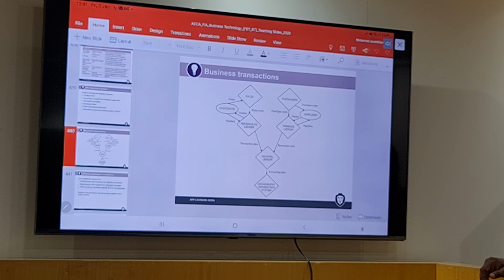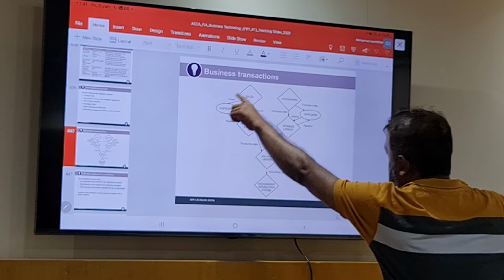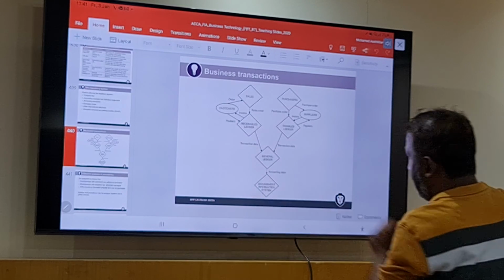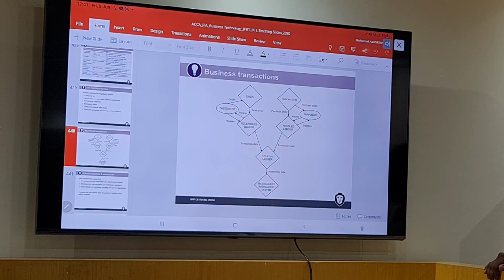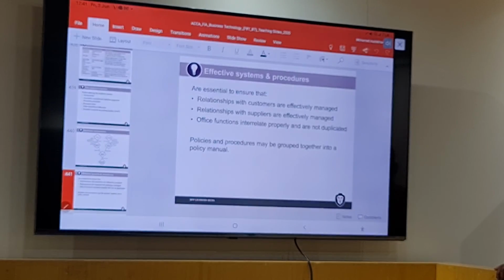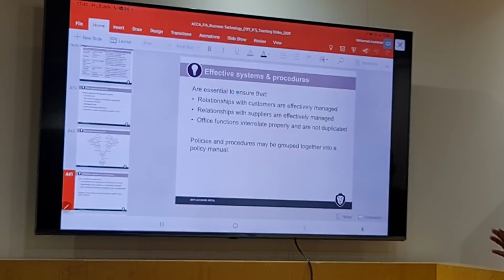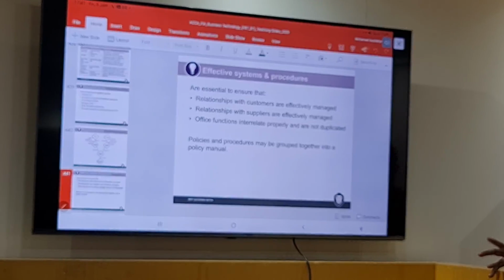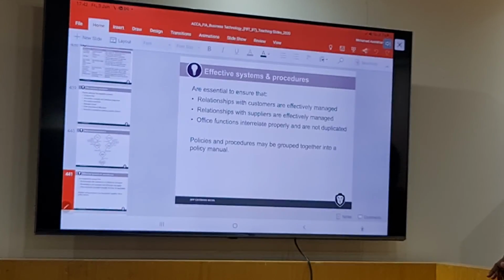These are called flow charts for different functions of the business. See, this is the sales function, this is the purchasing function, and that is connected to the general ledger, and finally goes to information. Effective systems and procedures are essential to ensure that relationships with customers are effectively managed, relationships with suppliers are effectively managed, and office functions interrelate properly and are not duplicated.